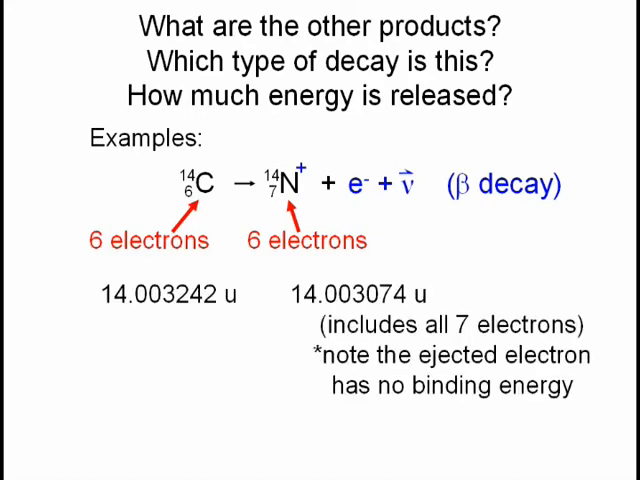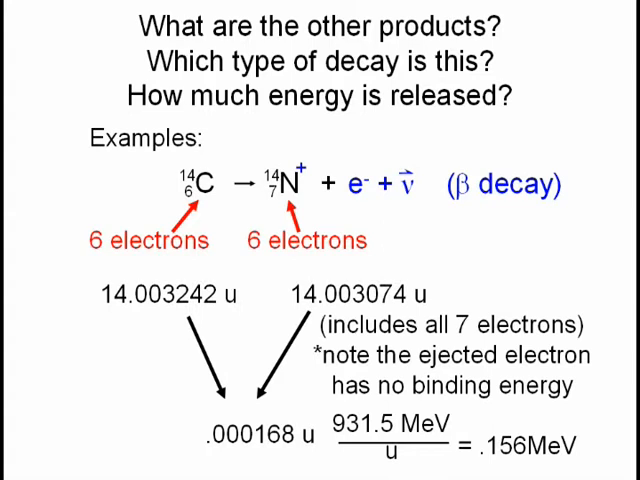In calculating the mass defect, the antineutrino has no mass, and we don't count the electron that comes off because it came from the nucleus. It has no binding energy. And again, our shortcut, if we're multiplying by 931, it gives us 0.156 mega electron volts.